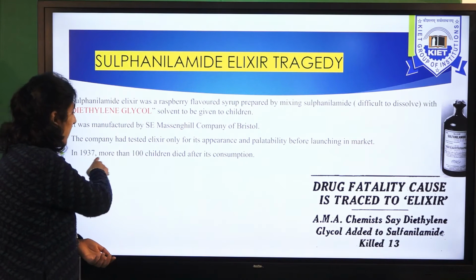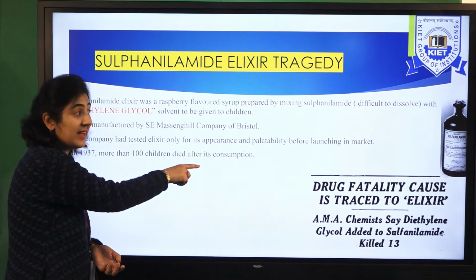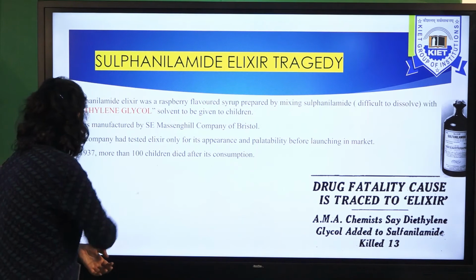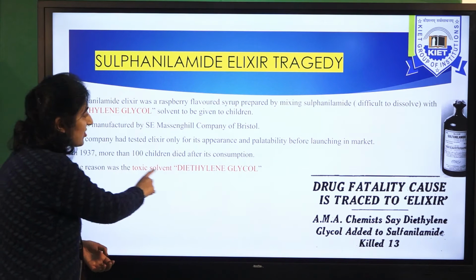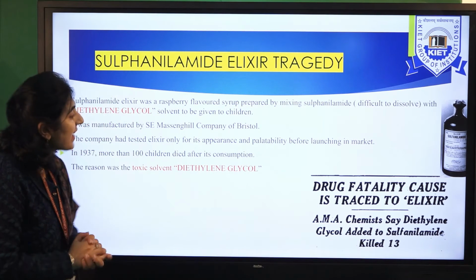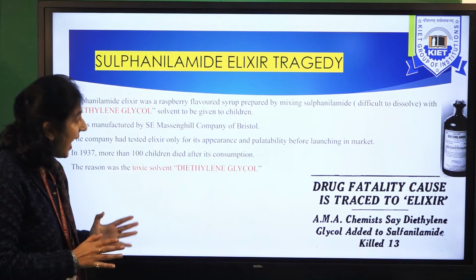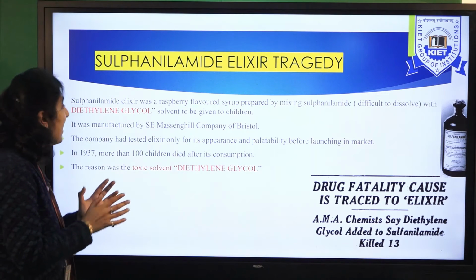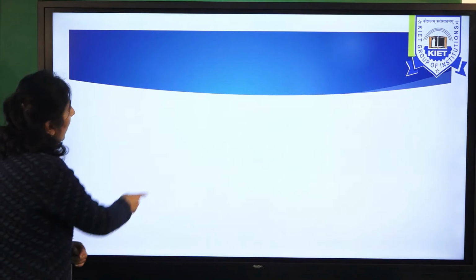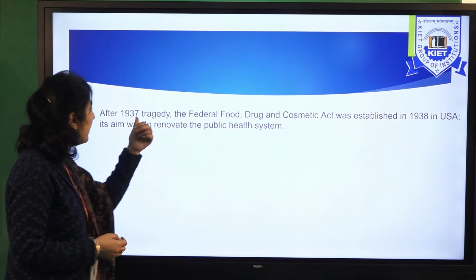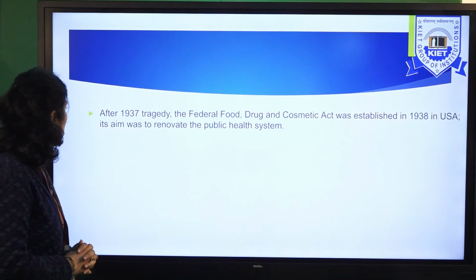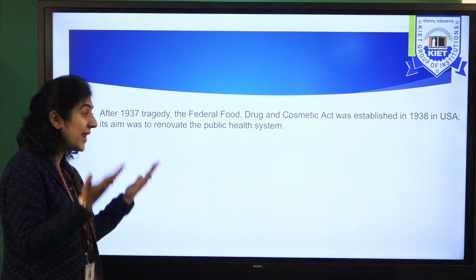In 1937, more than 100 children died after its consumption. You can see how drastic this tragedy was. The reason was the toxic solvent diethylene glycol. American Medical Association chemists say diethylene glycol was added to sulphanilamide, and this caused drug fatality. So around 107 children died because of this tragedy. After the 1937 tragedy, the Federal Food, Drug and Cosmetic Act was established in 1938 in USA, and the main aim was to renovate the public health system.